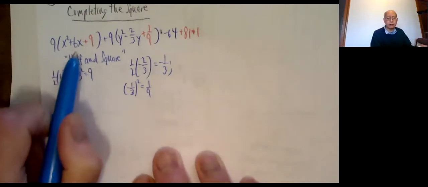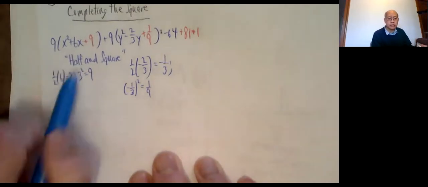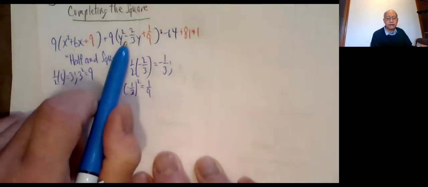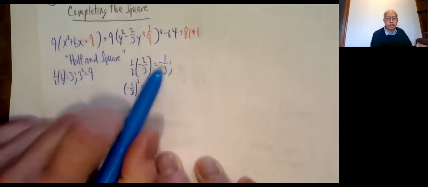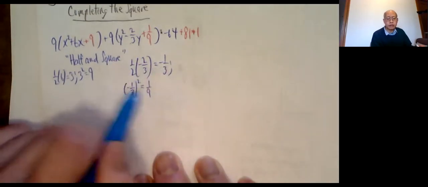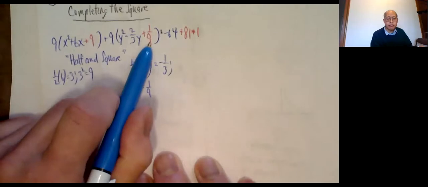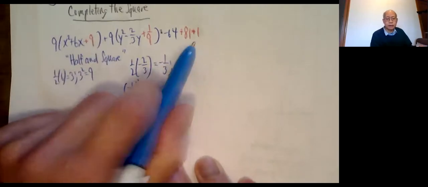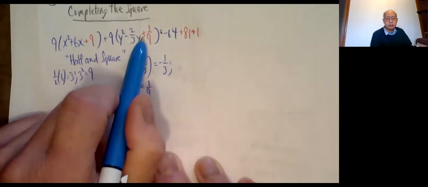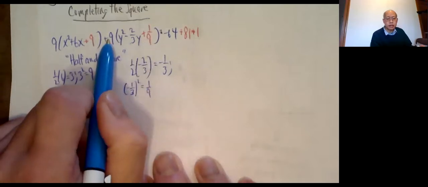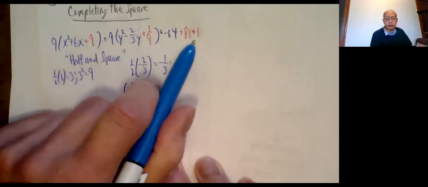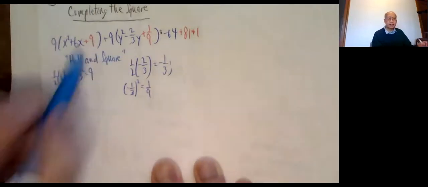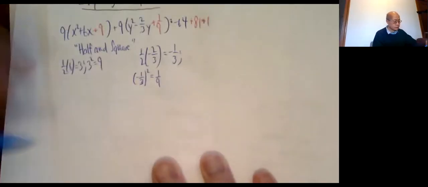Okay, half and square. Half of 6 is 3. 3 squared is 9. Half and square. Half of negative 2/3 is negative 1/3. Negative 1/3 squared is 1/9. But this 9 is really 9 times 9, or 81, to balance. Plus 1/9 is really 9 times 1/9, which is 1, so I add 1. So I've done the same thing to both sides. Now, both of these factor into perfect squares.